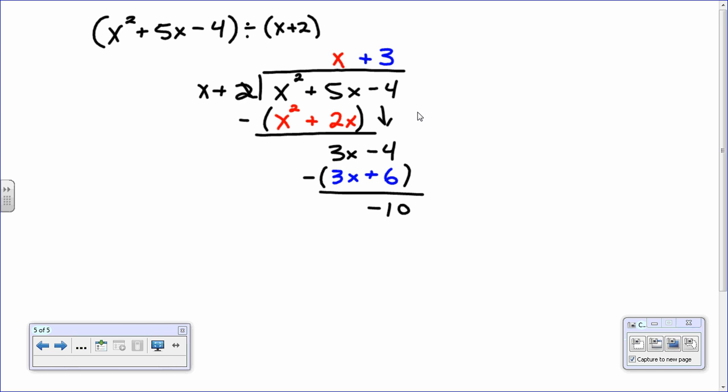This is a remainder. There's nothing else to bring down, so what do we do? We take this remainder, that's negative 10. I write it like this. There's my negative. I'm going to make it a fraction. Put the 10 on top. And this thing right here, x plus 2, is going to go on bottom. So, x squared plus 5x minus 4 divided by x plus 2 is equal to x plus 3 minus 10 over x plus 2.